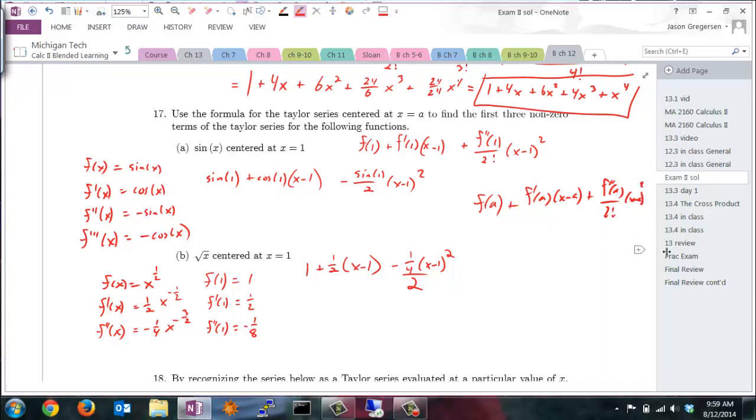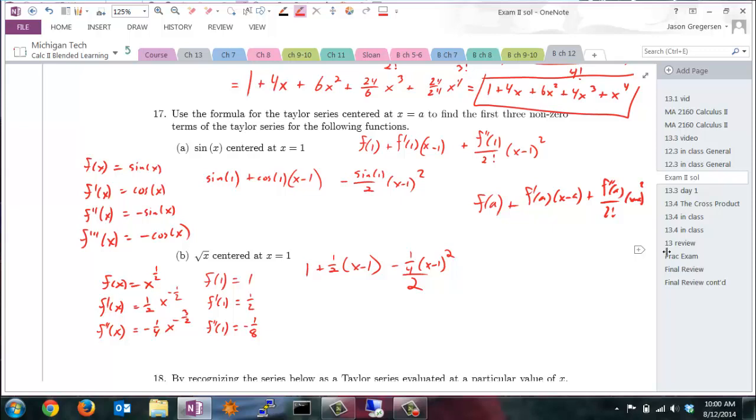Kind of chug out that whole formula. And then we need to find these values. This is the derivative evaluated at a, the second derivative evaluated at a. So I'm doing that for sine. I have my function, and my function evaluated at a, where a is 1 in this case, since I'm centered at 1, is going to be sine of 1. So that's my first term. That represents my f of a.